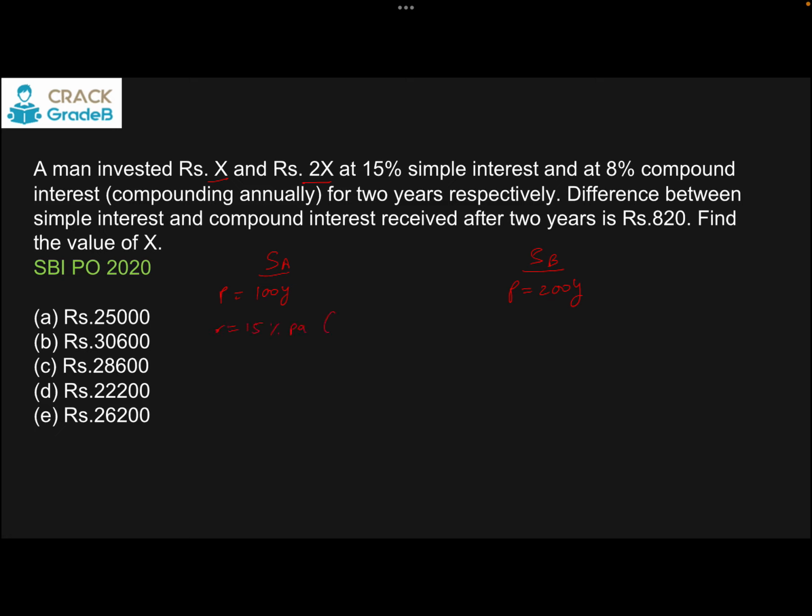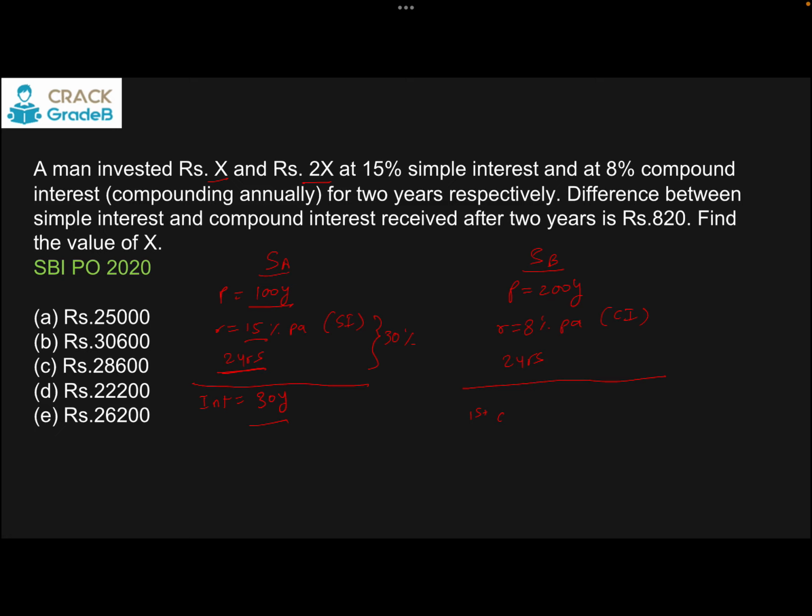Here the rate of interest is 15% per annum under simple interest. Here the rate of interest is 8% per annum under compound interest. This is for 2 years and this is also for 2 years. Here the interest earned is going to be 15% for 2 years, means total 30%. In case of simple interest, you can do this because the base remains constant. So 30% of 100y is 30y is what the interest earned.